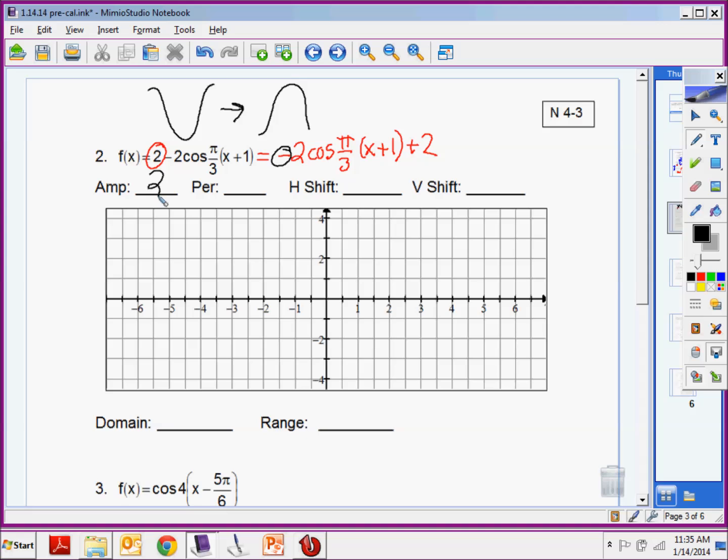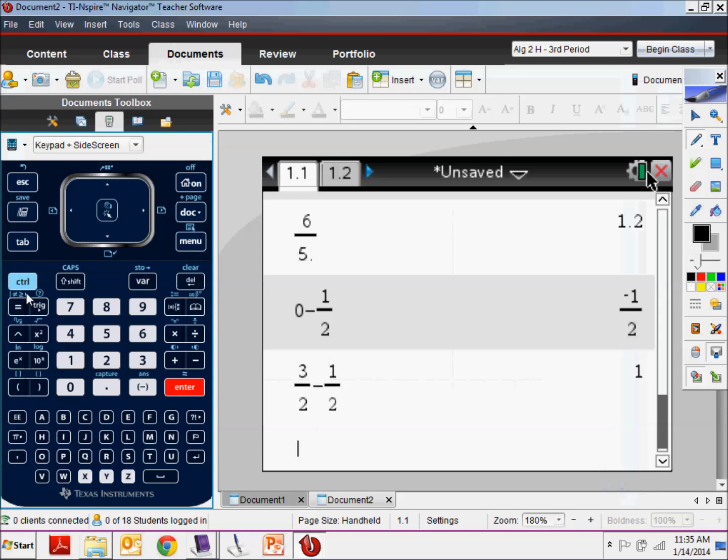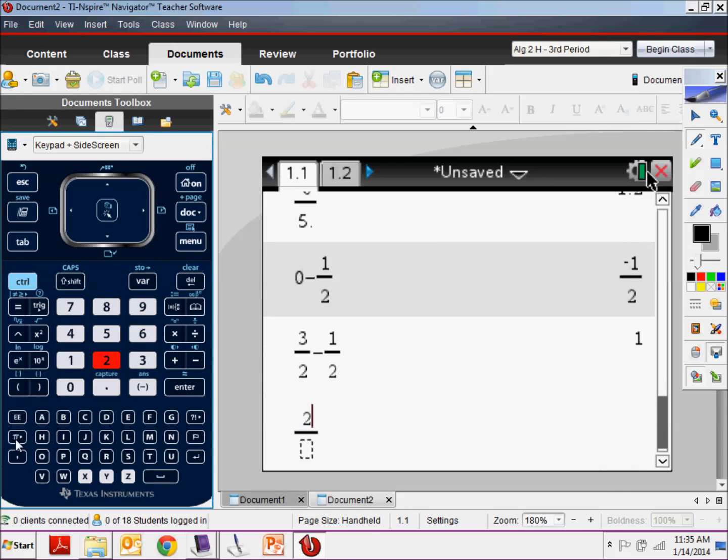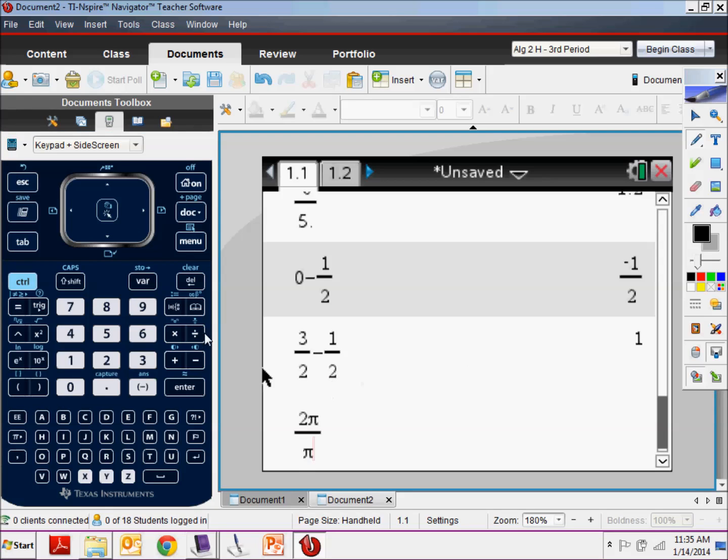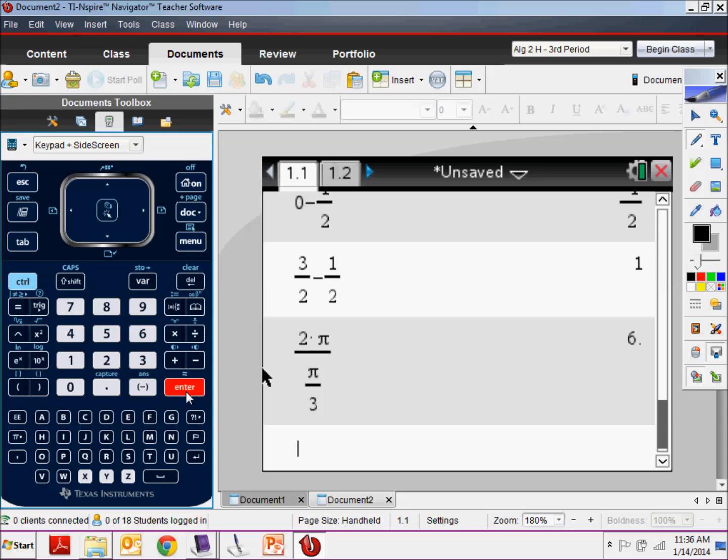All right, period. So my period is determined by 2 pi divided by my b value. What is my b value here now? Pi over 3. So my period is 2 pi divided by pi over 3. And that equals 6. Okay, 2 pi divided by pi over 3 equals 6. If you can't do that in your head, there is a calculator. You go to the calculator. You hit Control Divide. You type in 2 pi divided by pi over 3. And it tells you what? 6. My period is 6.